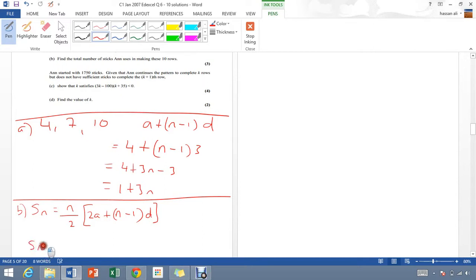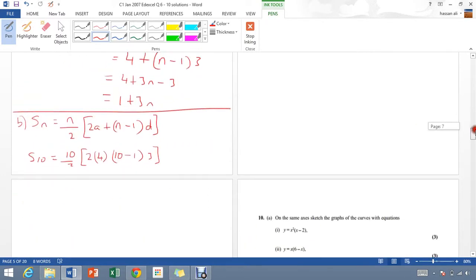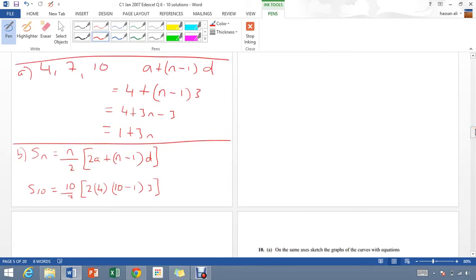So S10 will equal 10 over 2, and then you're timesing that by 4, because that is your first term. And your n, so we're using 10, and your difference is 3. Okay, so now if you simplify this, what you should end up with is S10 being 5 times 35, and then you should end up with 175.